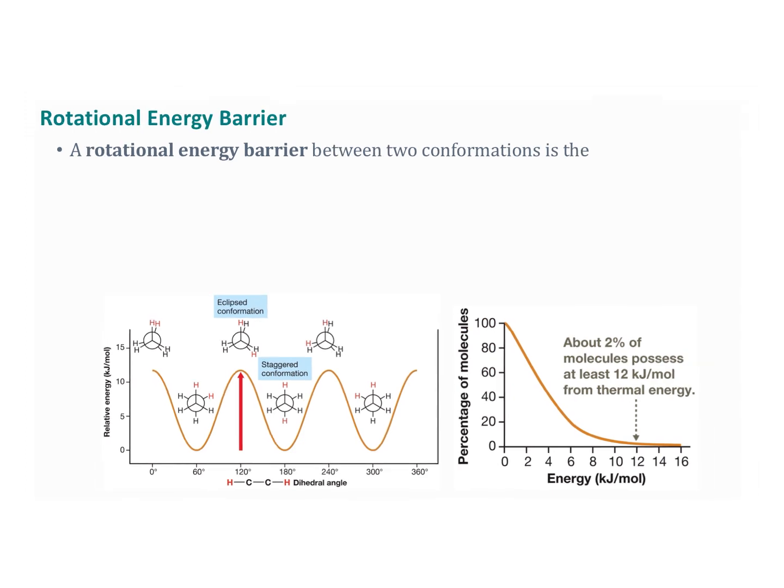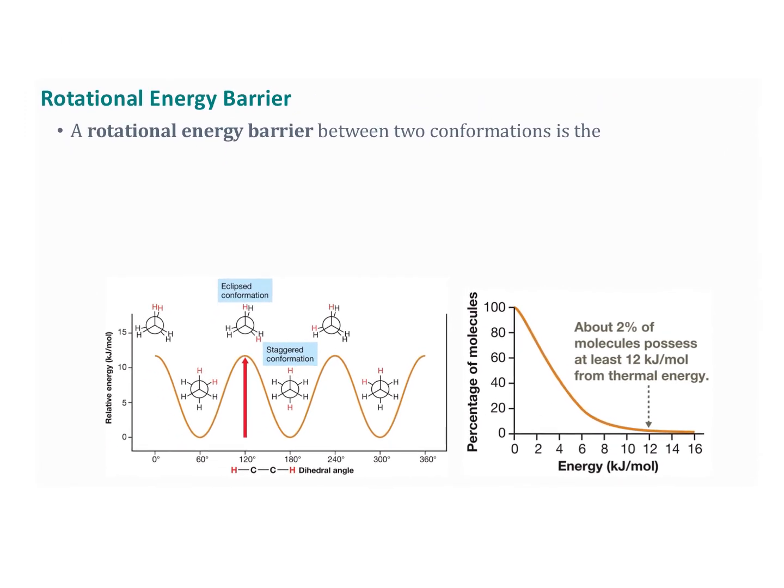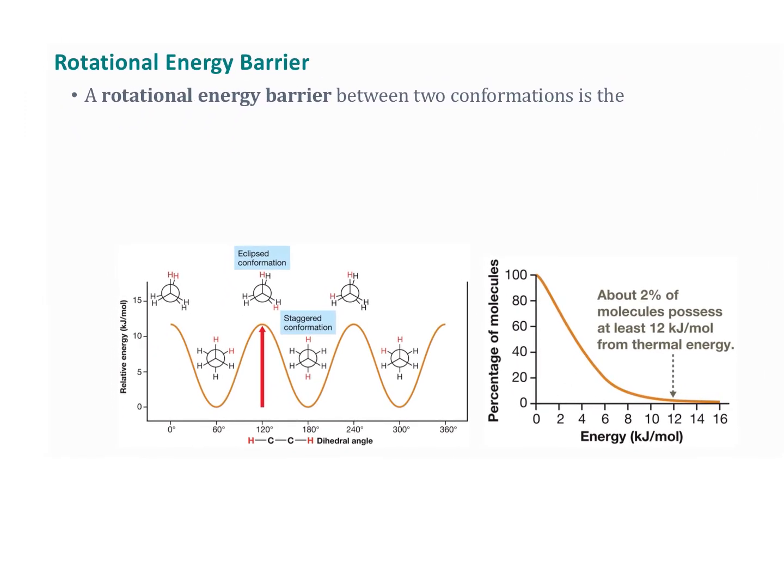Now, we also have a rotational energy barrier. Ethane molecules aren't locked into the same staggered conformation indefinitely. At room temperature, the staggered conformations constantly interconvert through rotation around that carbon-carbon single bond, and they easily overcome that rotational energy barrier.